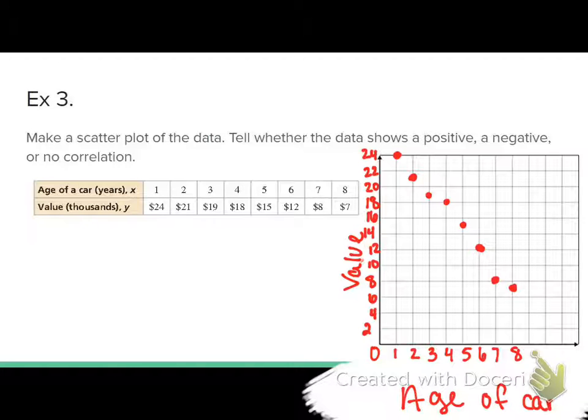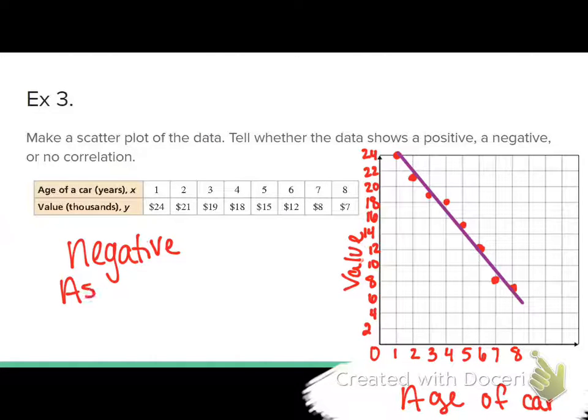All right, I would agree that in general, there would be a line that could go through the middle of this with a negative slope to it. So yes, this would have a negative correlation, which means as age increases, what happens? Not cost. The value decreases.